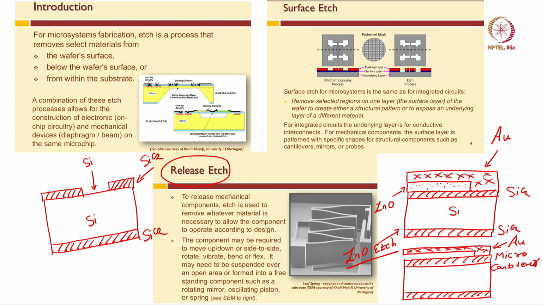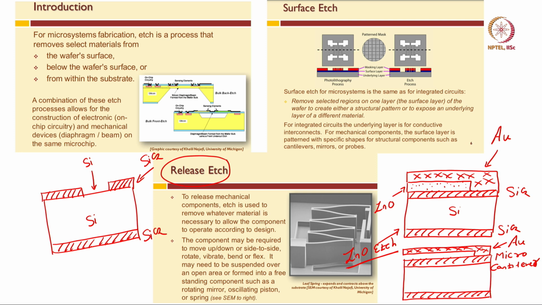So, surface etch for microsystems is used, which is similar to integrated circuits. You can remove a selected region of one layer of the wafer to create either a structural pattern or to expose the underlying layer of the material. What does it mean? If I etch silicon dioxide, I can now expose silicon, right, that is what it means. For ICs, the underlying layer is for conductive interconnects. For mechanical components, the surface layer is patterned with specific shapes such as cantilevers, mirrors or probes. We have taken an example of a cantilever.